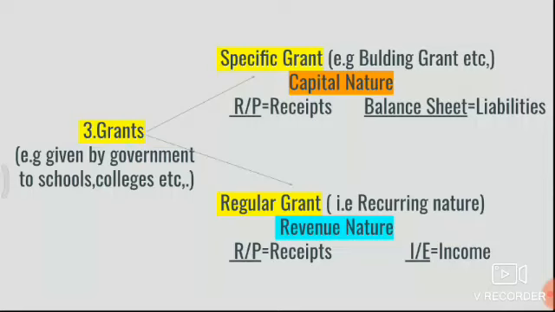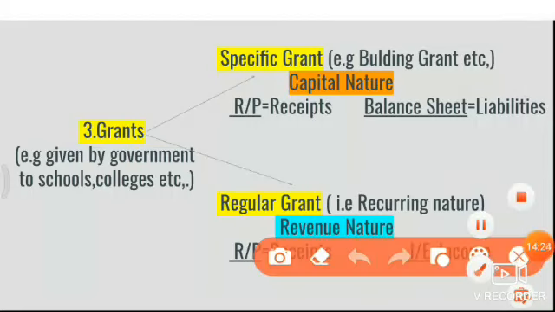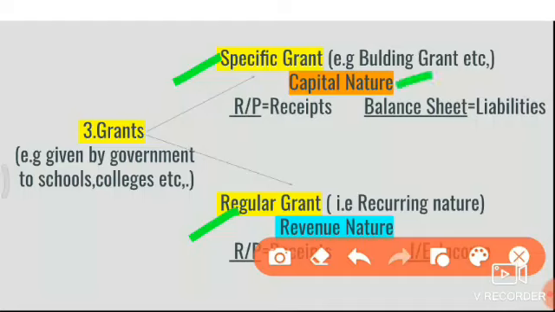Now, grants. Grants are usually given by the government, by state government, by local governments to schools or colleges. It is a common item. Now, grants can be of two types again. One is a specific grant and the other might be a regular grant. Specific grant means the grant is given for a specific purpose. So if it is given for a specific purpose, then it is always treated as a capital nature item.